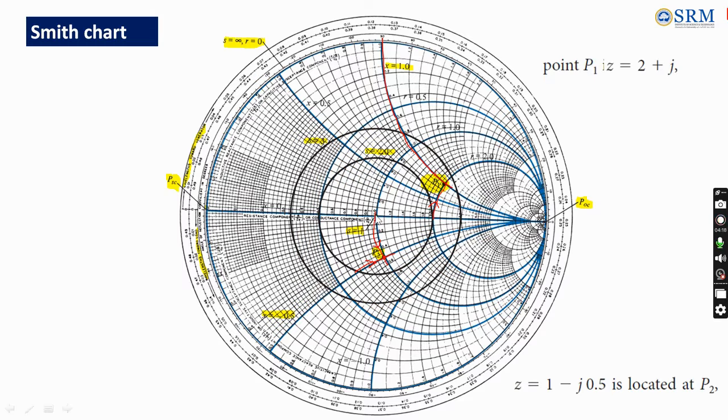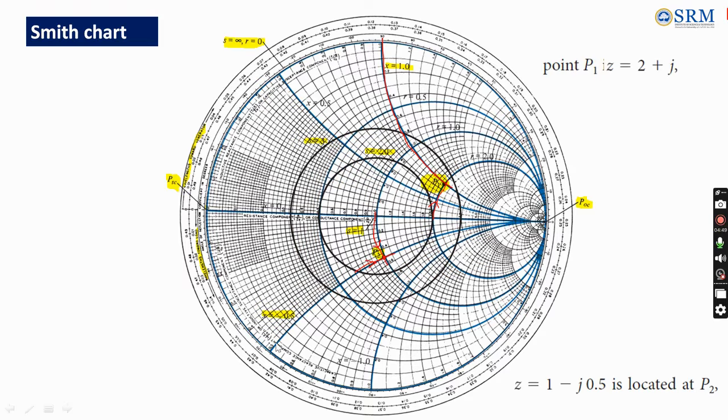Here the resistance circle value is 1, R equal to 1. One more thing to note: if I want to locate 2 plus j, we have to find the intersection of the R equal to 2 circle, which is here, and the jX equal to 1 circle. The intersection of these two is point P1. Similarly, 1 minus j0.5 will be located down because it is a negative reactance. So R equal to 1 and jX is 0.5.